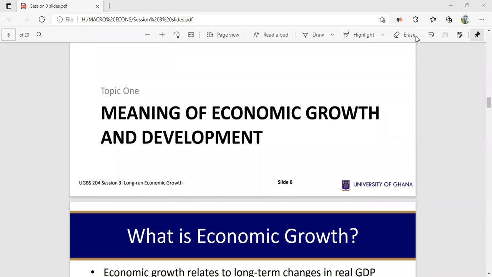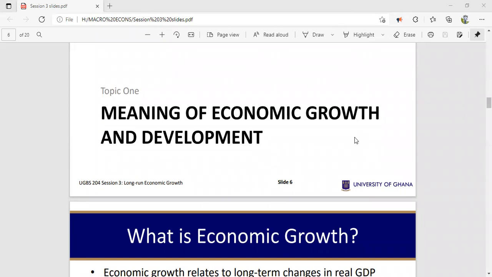Does anyone here know the meaning of economic growth? What is economic growth? A country experiences economic growth if there is an expansion in the potential GDP of the country.